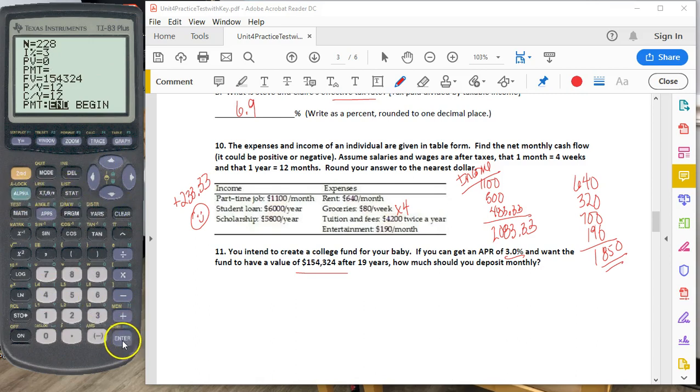Alpha, enter after I clear it. Oh, more than you might think. $503.01 when I round.